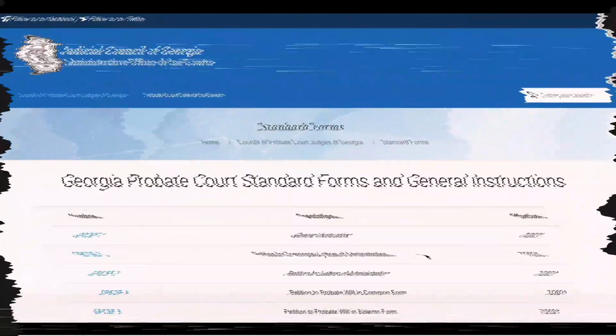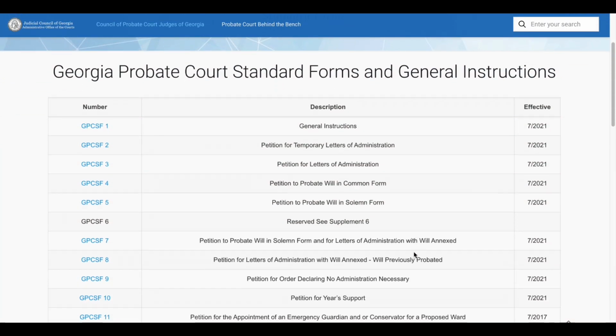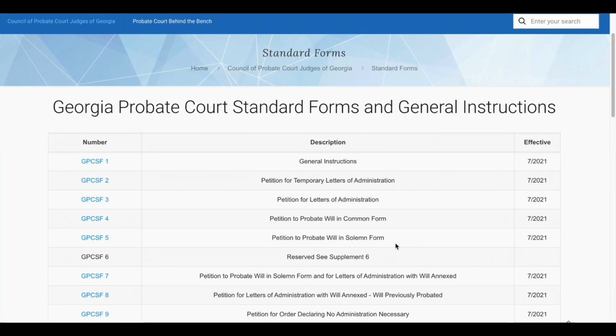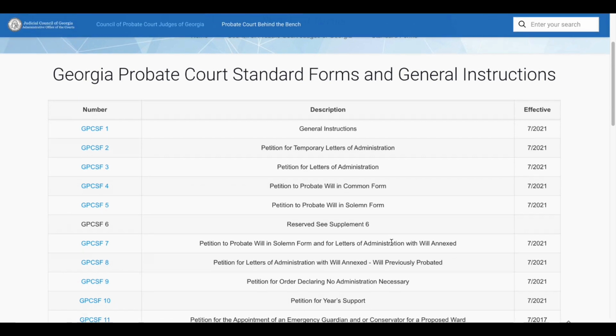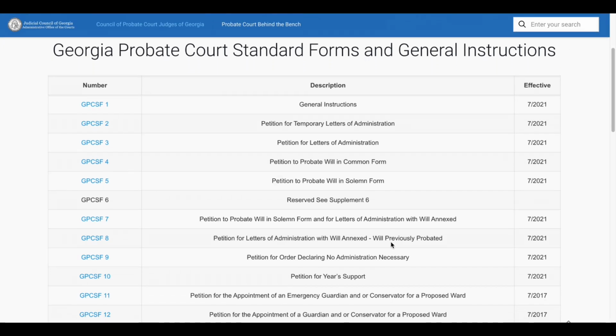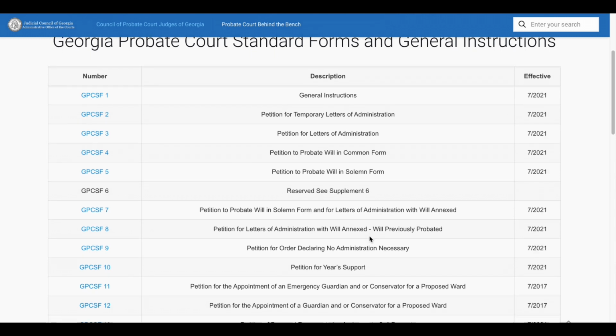Okay, I want to show y'all some of these forms. I'm gonna start off with some of these forms in probate, and I think I'm gonna stop beating down the probate court thing and start talking about some other stuff, because I think I proved my point on this stuff, and I don't want to bore y'all with the same old stuff.